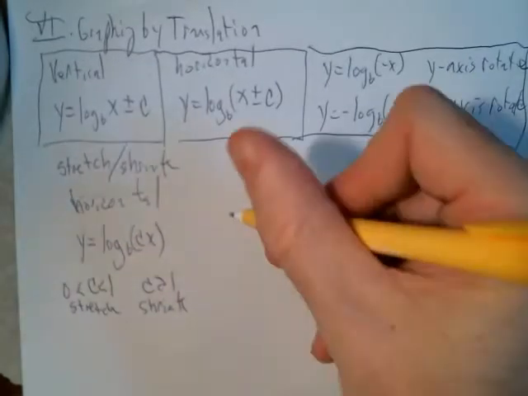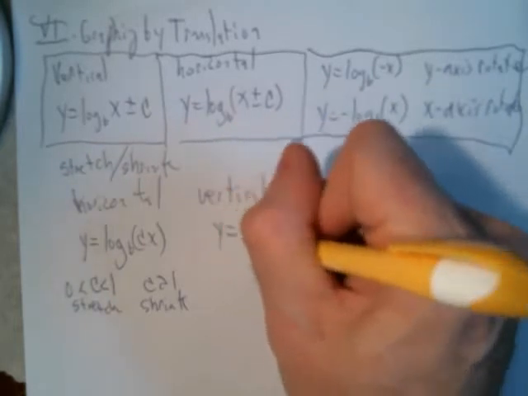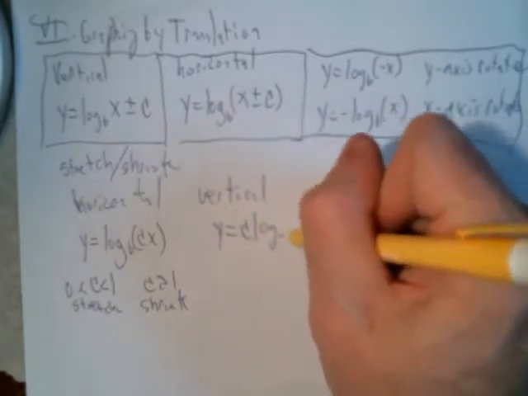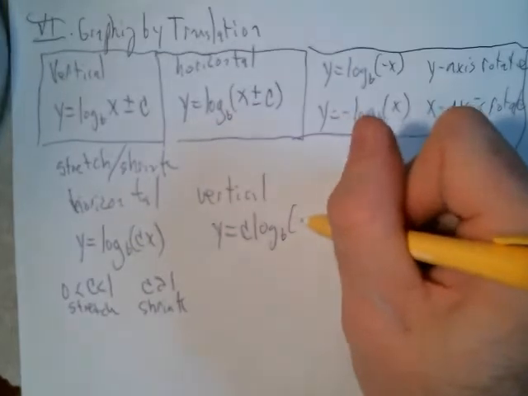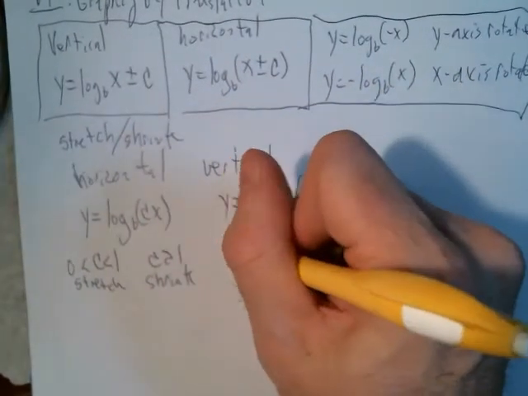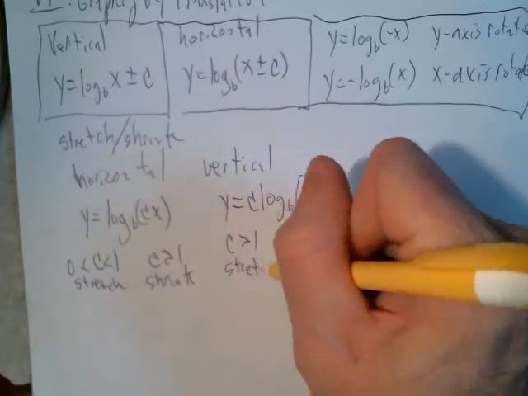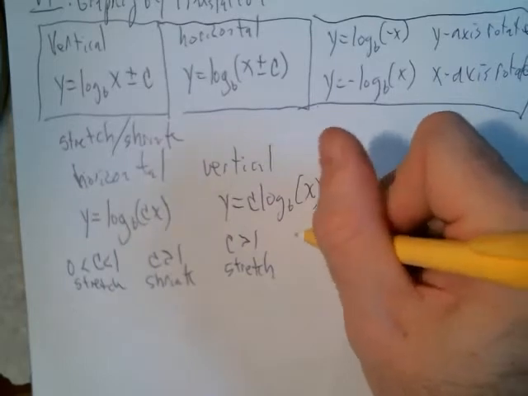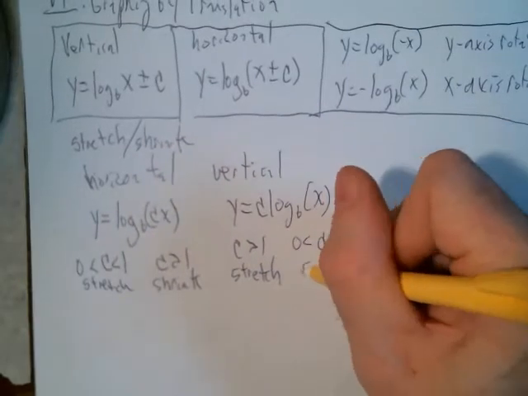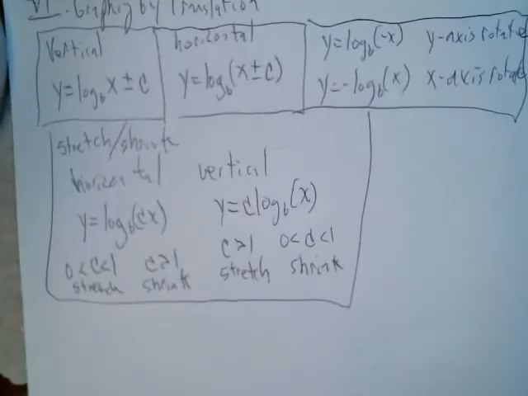Right? Then you'll have your vertical version, where you're multiplying the outside of the log by some constant, and kind of the idea here is it's an amplitude idea. So it's going to stretch it if c is greater than 1, it's a stretch this time. And then it'll shrink if c is in between 0 and 1. Okay?